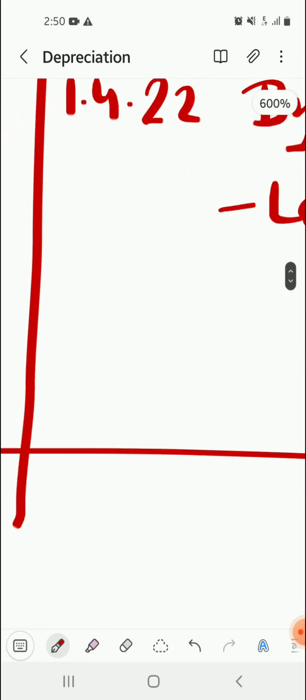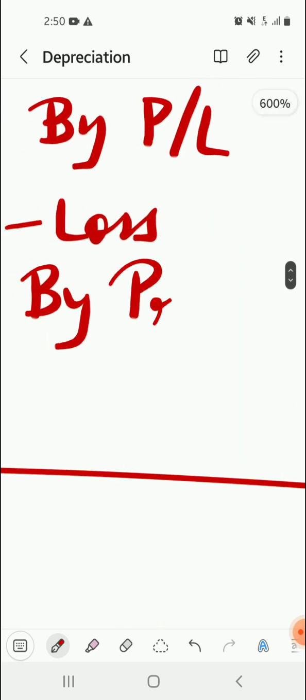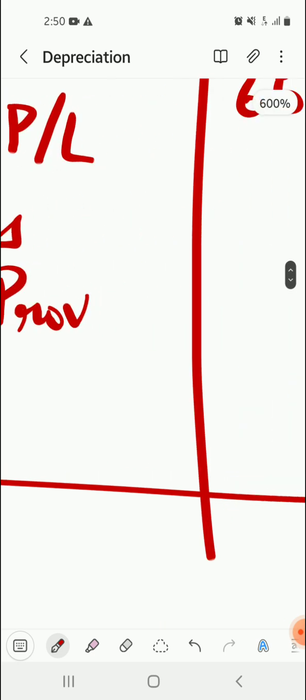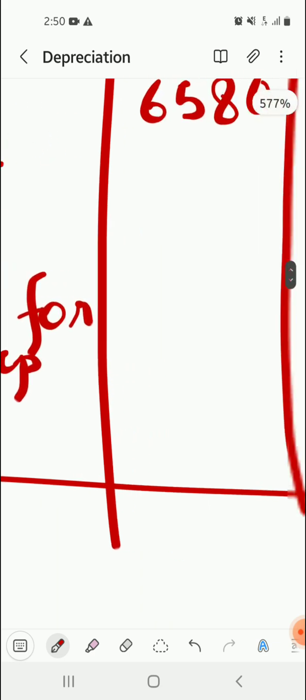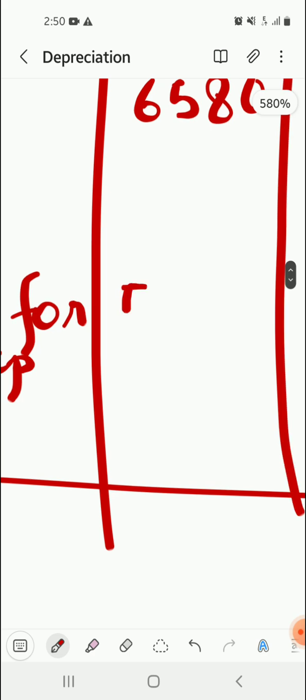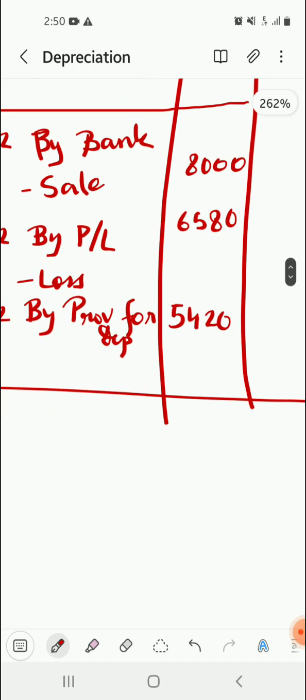Now this is 5420. We're going to write it here. Provision for depreciation on the same date, by provision for depreciation. I'm writing dep in short. And as I told you, by adding we are getting 5420. We're going to write it this way, 5420.